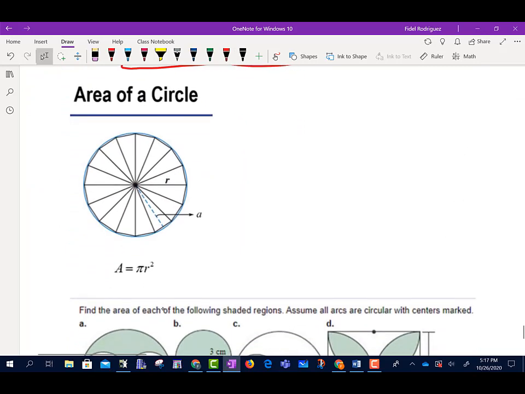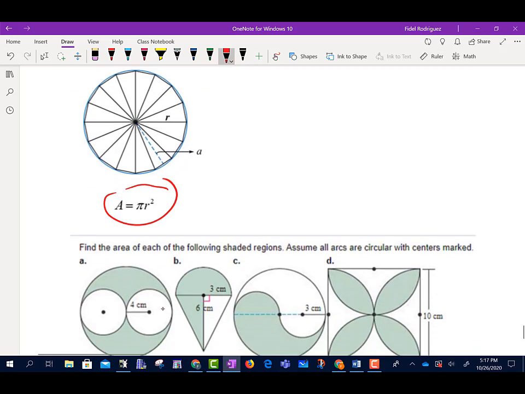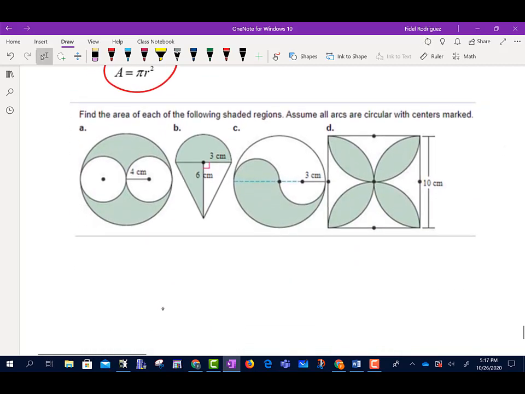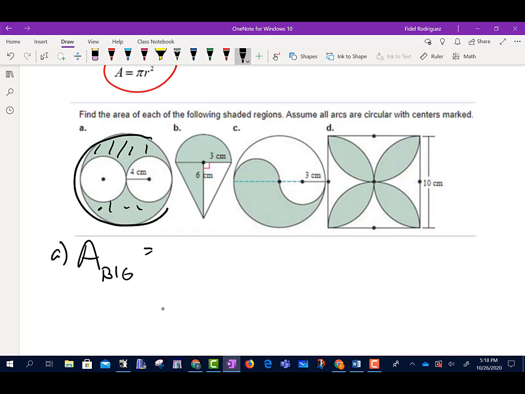Okay, so the area of a circle is pi r squared. And so we're going to do this problem here, guys. There are 4 parts to it, so we're going to do it in pieces. It's asking us to find the area of the following shaded regions. So let's do part A first. We're trying to find the area of the shaded region. I'm going to do it like this. Let's find the area of the big circle, this big circle right here.